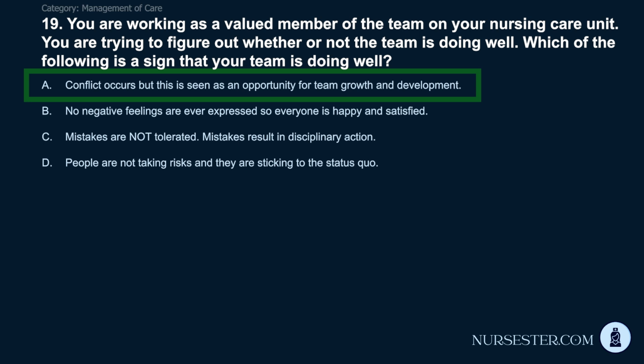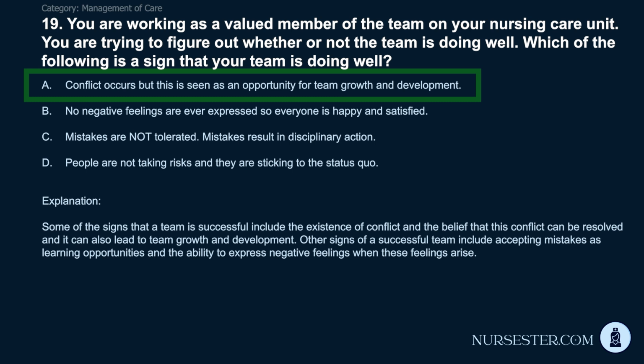Correct answer, conflict occurs, but this is seen as an opportunity for team growth and development. Some of the signs that a team is successful include the existence of conflict and the belief that this conflict can be resolved, and it can also lead to team growth and development. Other signs of a successful team include accepting mistakes as learning opportunities and the ability to express negative feelings when these feelings arise.